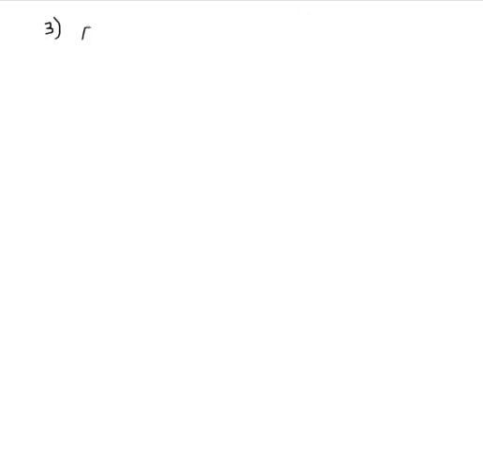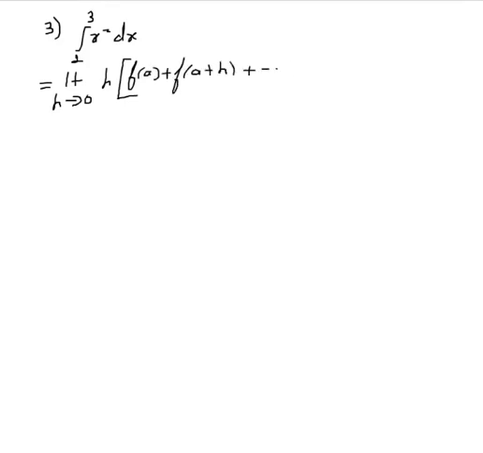Third question. Integral 2 to 3 x square dx. First step, writing the formula. Limit h tending to 0 of h times f of a plus f of a plus h, etc. The last term is a plus n minus 1 times h, where nh is b minus a.